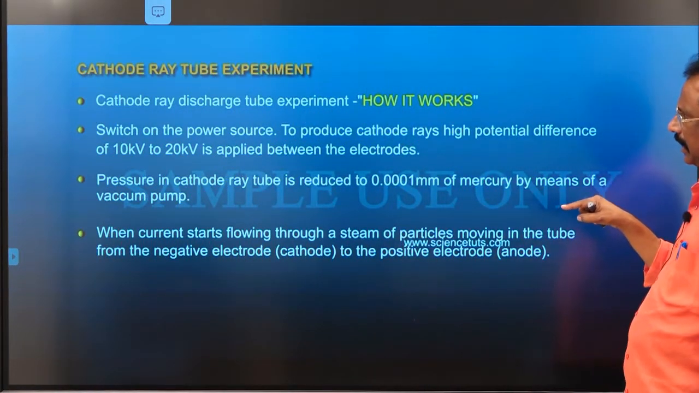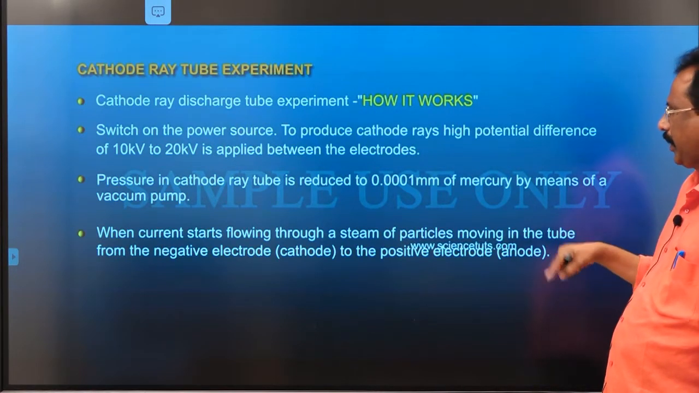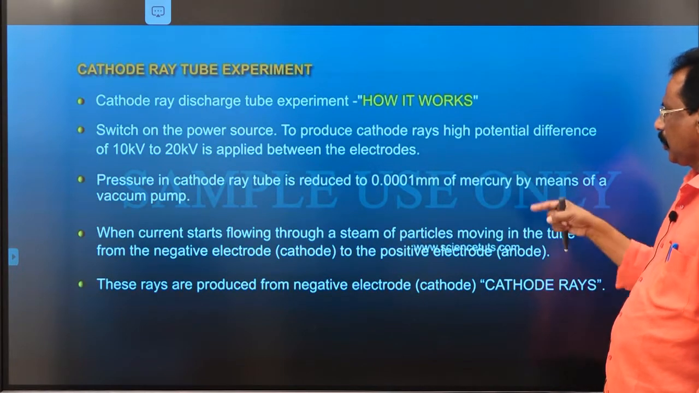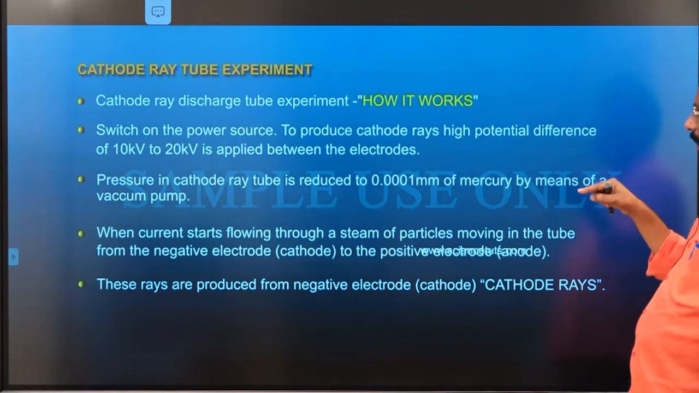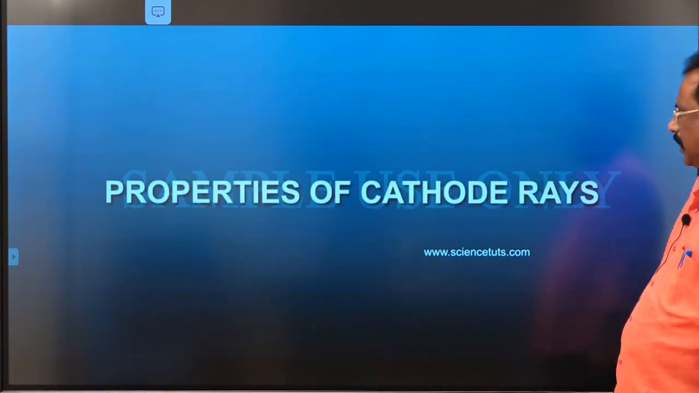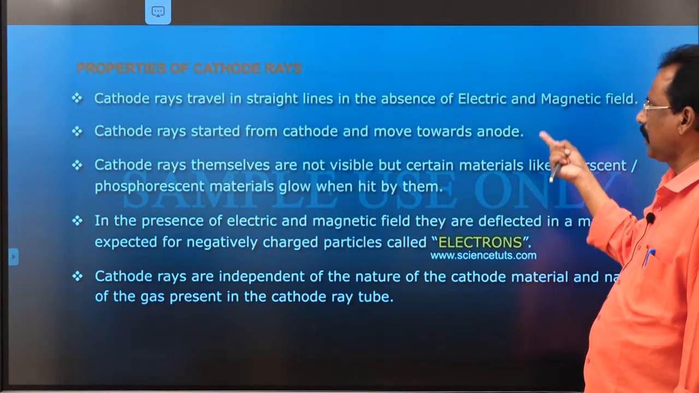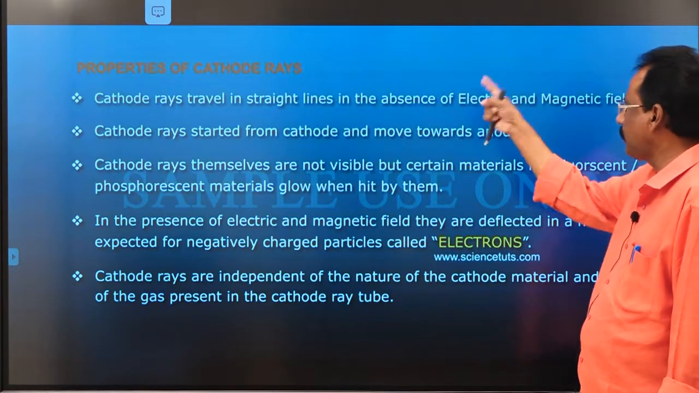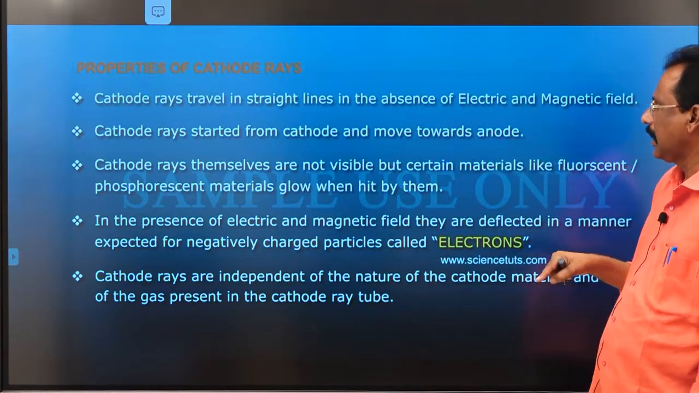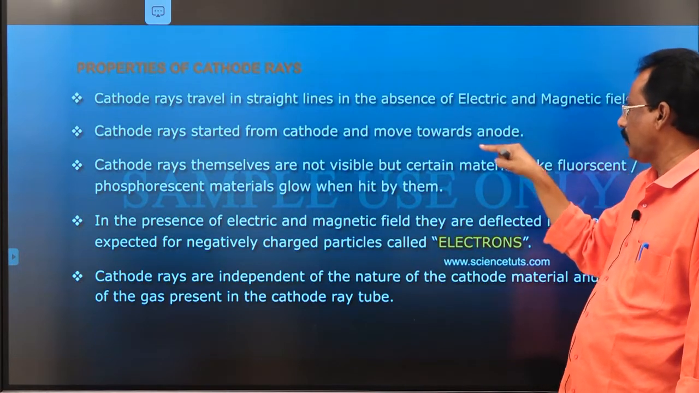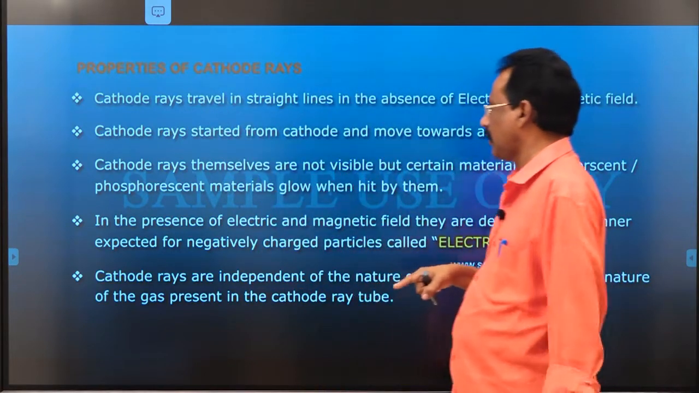Once again, I will repeat the same experiment with the help of this simple video also. Here the pressure is 0.0001 mm Hg, and that means at very low pressure and high voltage, any gas subjected to electrical discharge produces cathode rays. So these are the properties of the cathode rays. In the absence of the electrical field and magnetic field, they move in straight lines. And these rays start from cathode and move towards the anode, because cathode rays consist of negatively charged particles.